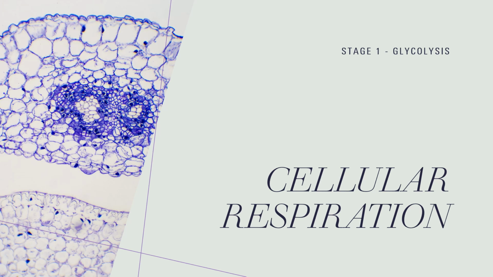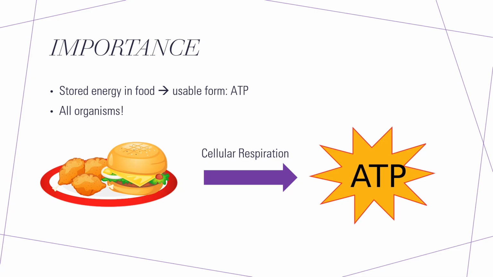Starting from this video, I'll be going into the stages of cellular respiration. All organisms conduct cellular respiration in order to convert the food they eat into a usable form of energy known as ATP, or adenosine triphosphate. I want to emphasize the part where I said all organisms.